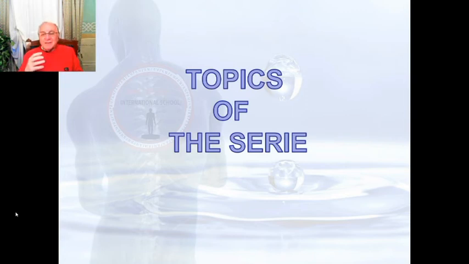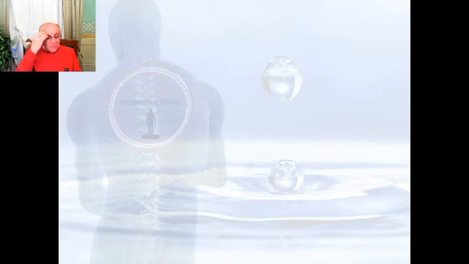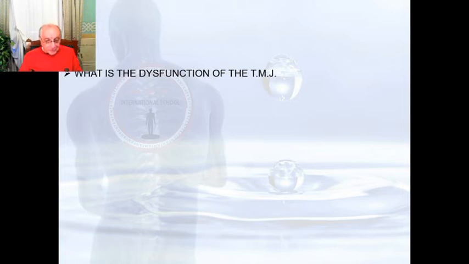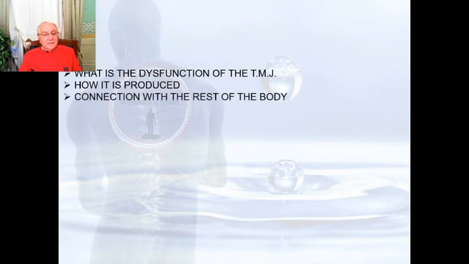This is a series of the TMJ disorders, and these are the six topics. We will talk regarding what a dysfunction of the TMJ is. Today we will do the beginning. The second topic will be how it is produced. After that, we will talk regarding the connection with the rest of the body, because TMJ is not only TMJ, as you will see today.